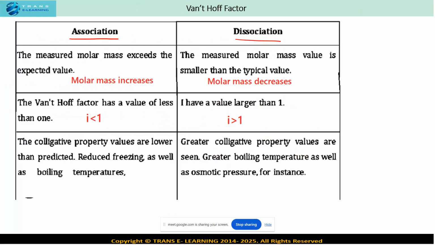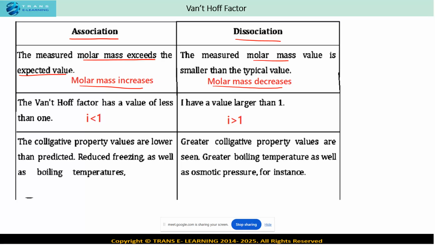First of all, we need to understand what an association is. That means when two small molecules combine to form a bigger one. And dissociation means when a big particle gets converted into smaller particles. So in the case of association, the measured molar mass exceeds the expected value, because the molar mass increases, and in dissociation the measured molar mass value is always smaller because the molar mass decreases. I'm just telling you the differences. After that I'll explain with the help of examples.